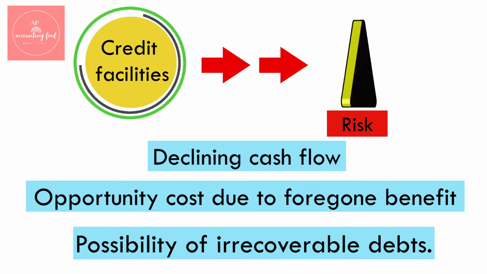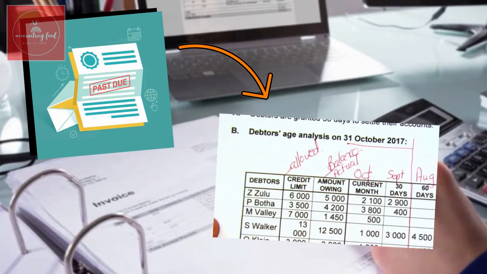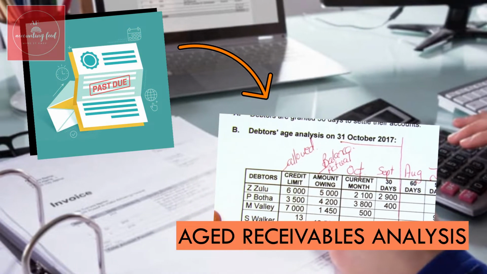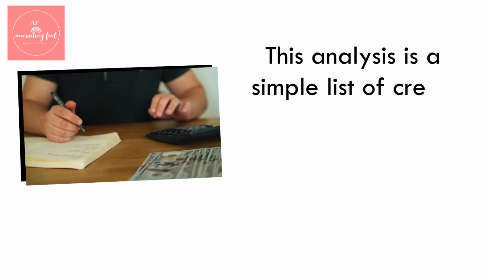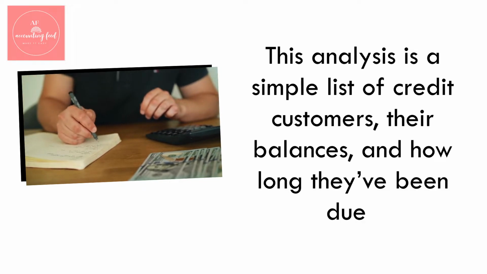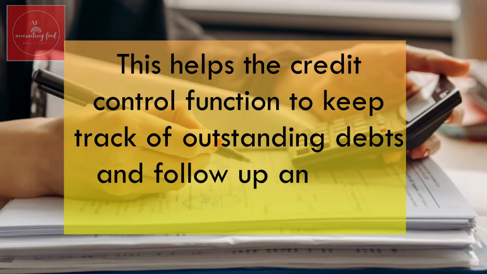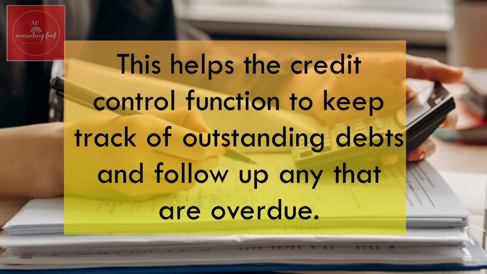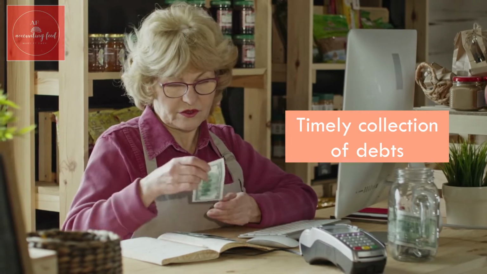Management of receivables. As a means of managing receivables, aged receivables analysis is performed. This analysis is a simple list of credit customers, their balances, and how long they've been due. The analysis helps the credit control function to keep track of outstanding debts and follow up those that are overdue. It also helps to facilitate timely collection of debts, hence reducing irrecoverable debts.